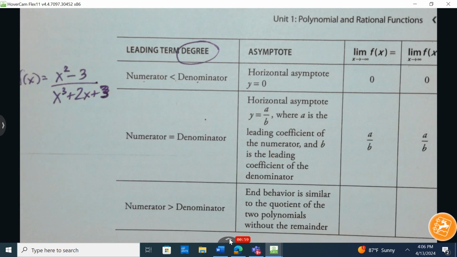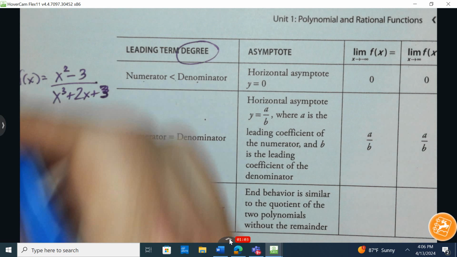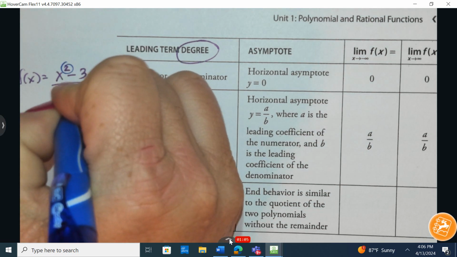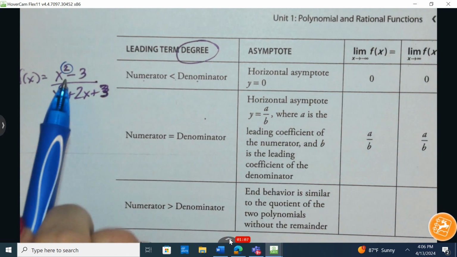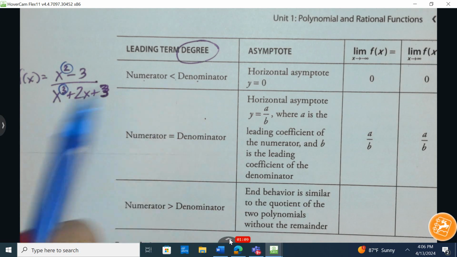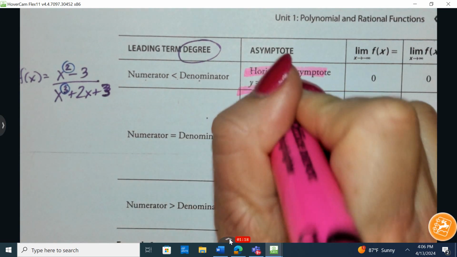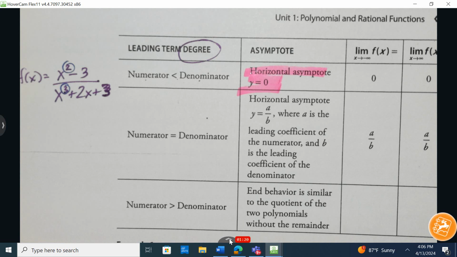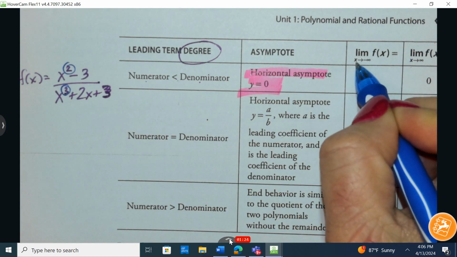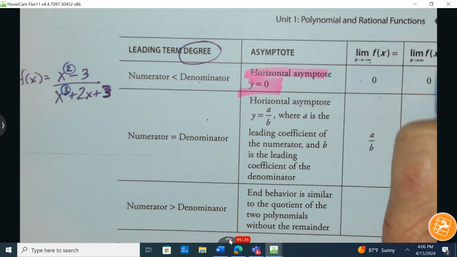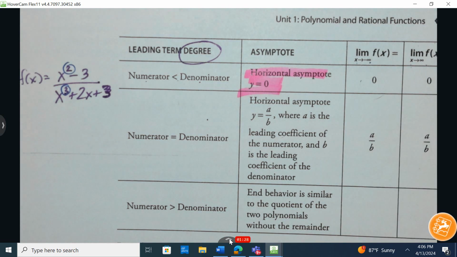So here we have a function, and if we concentrate on the degree in the numerator and in the denominator, we can see the degree of the numerator is less than the degree of the denominator. Well, what happens when that's the case? When that's the case, we have a horizontal asymptote of y equals 0. And how it impacts the end behavior is as you go to the far left, it approaches 0, and as you go to the far right, it also approaches 0.